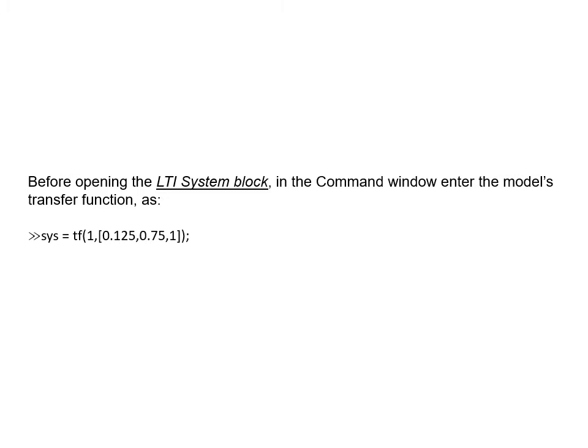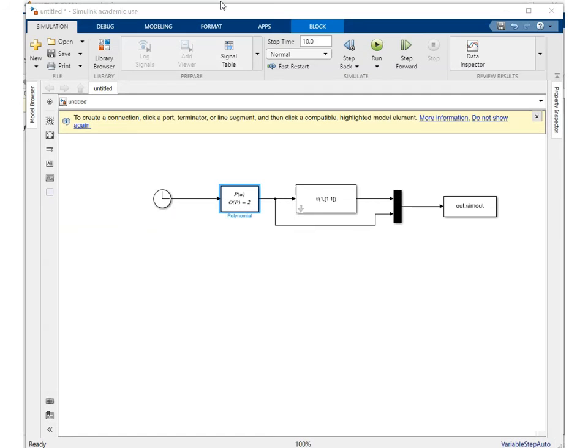Now, before opening our LTI system block in the command window, we're going to enter the model's transfer function as given below here. So SYS is equal to TF, parentheses 1, comma, and then right there our 0.125, 0.75, and 1 right there.